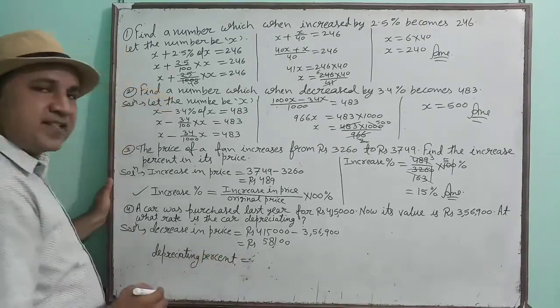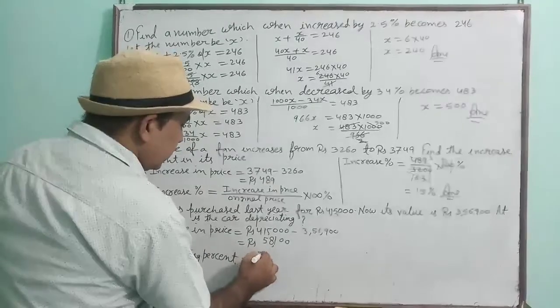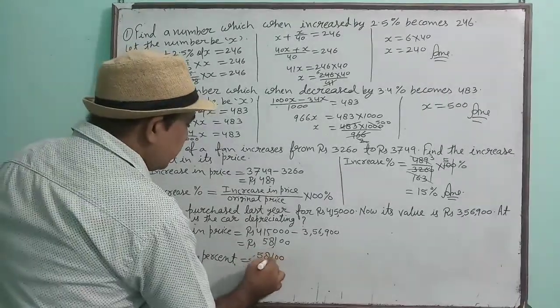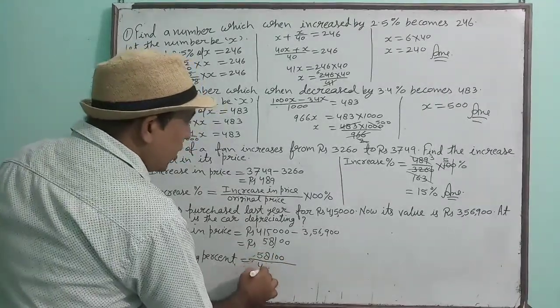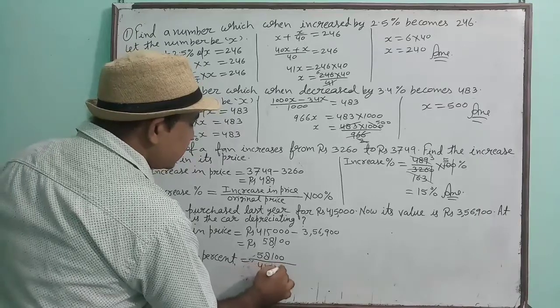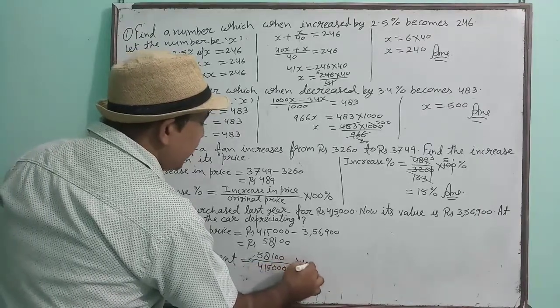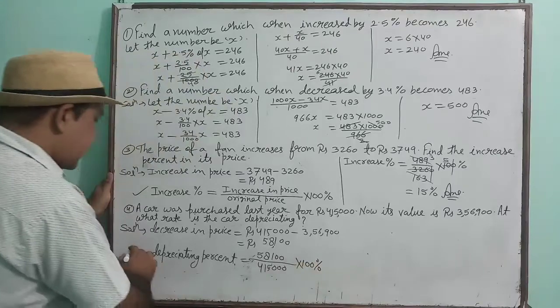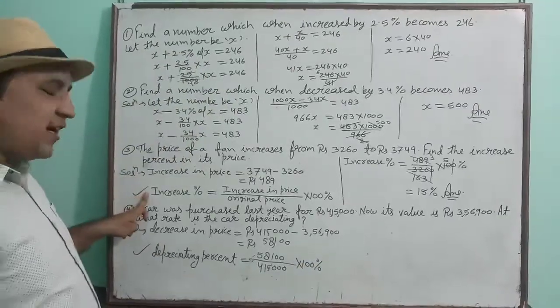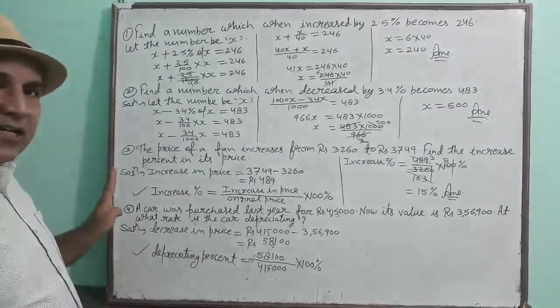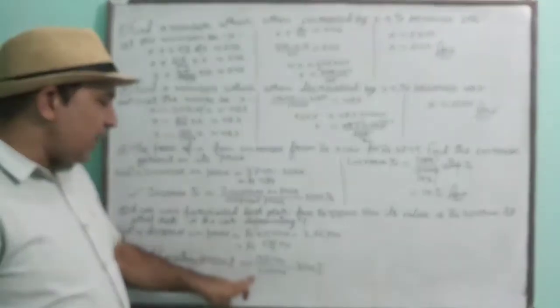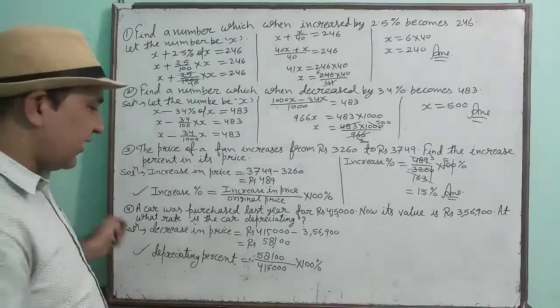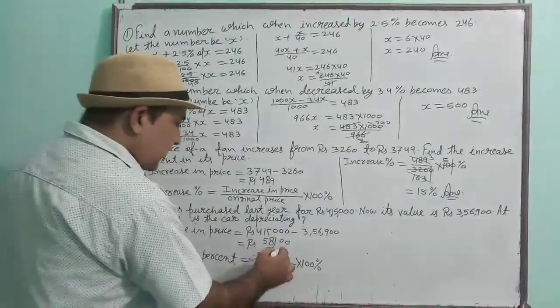What will be the depreciating percent? Decrease in price upon original price multiplied by 100%. Always this will be the method, either this is increase or decrease. Decrease upon original multiplied by 100. Now solve and get your answer.